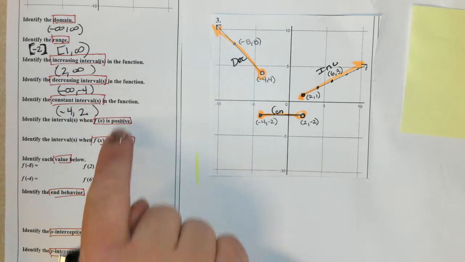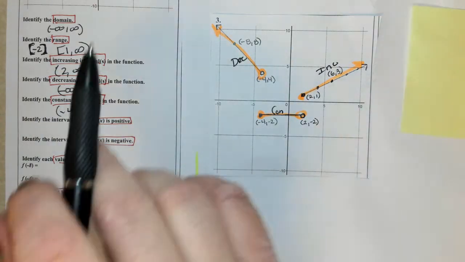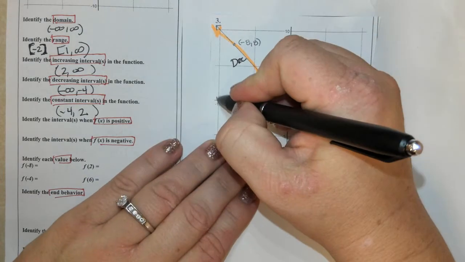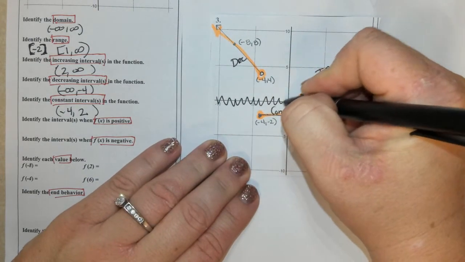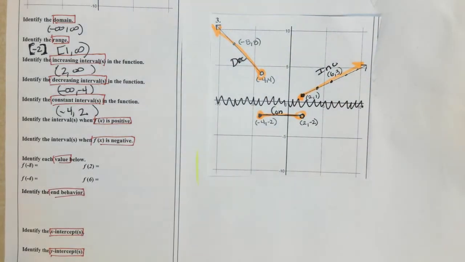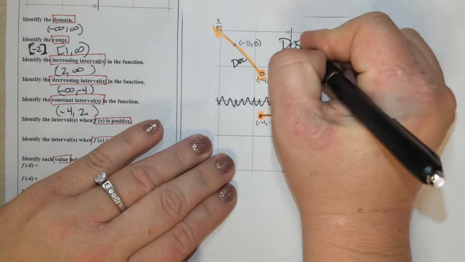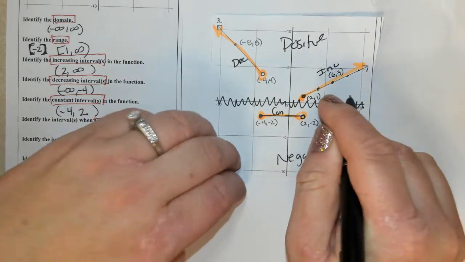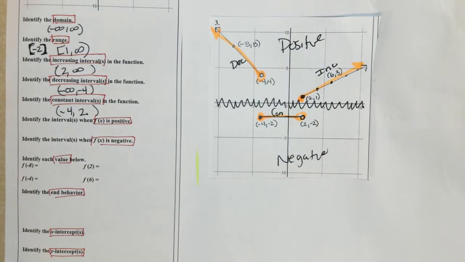Okay, let's move down to positive and negative. I want you to think of this, any of those that like sports, maybe football, basketball, soccer. Think of this as like the midline, half court, 50-yard line. And make a little squiggly there. Anything above that squiggly, write positive on your paper. Anything above it is positive. Anything below it is a negative. We're talking about in terms of y values.